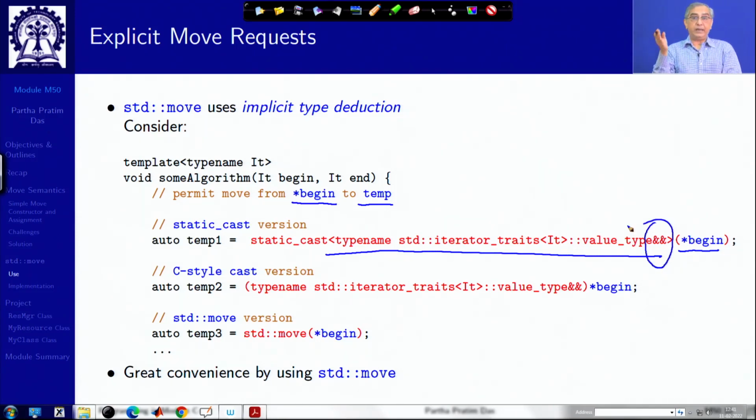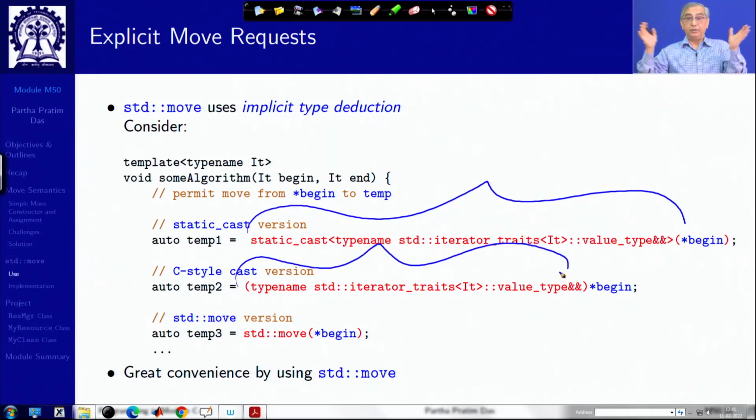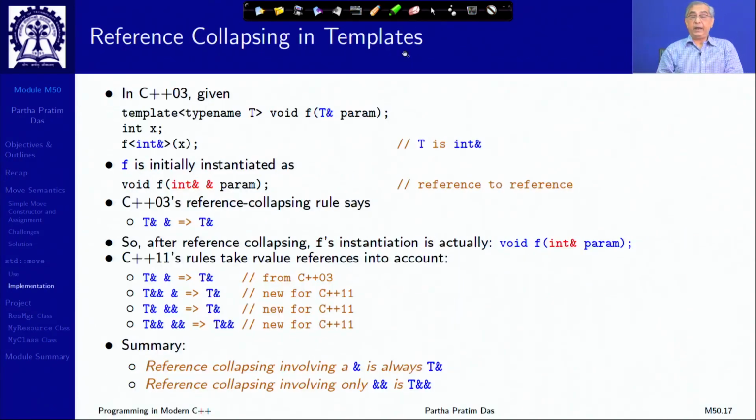You can do this by a static cast, by a C style cast, but certainly you will have to write so much for doing that. Not possible to remember. You can just do std::move, and that does your job, right. So, that is the whole issue that we are dealing with.